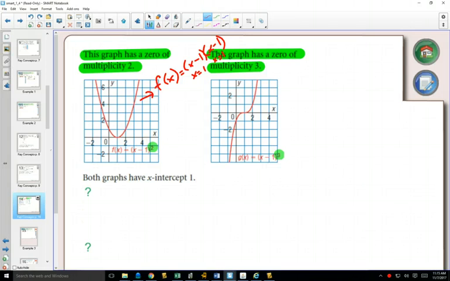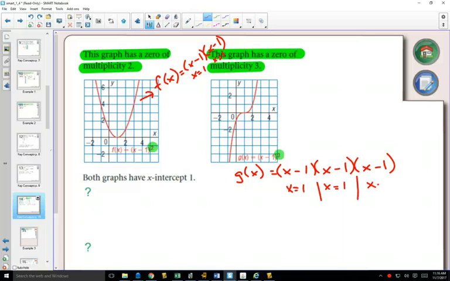And so we say that that 0 of x equals 1, because it happens twice, has a multiplicity of 2. For the second function, if you got x minus 1 times x minus 1 times x minus 1, you would get that 0 3 times, so we would say it has a multiplicity of 3.